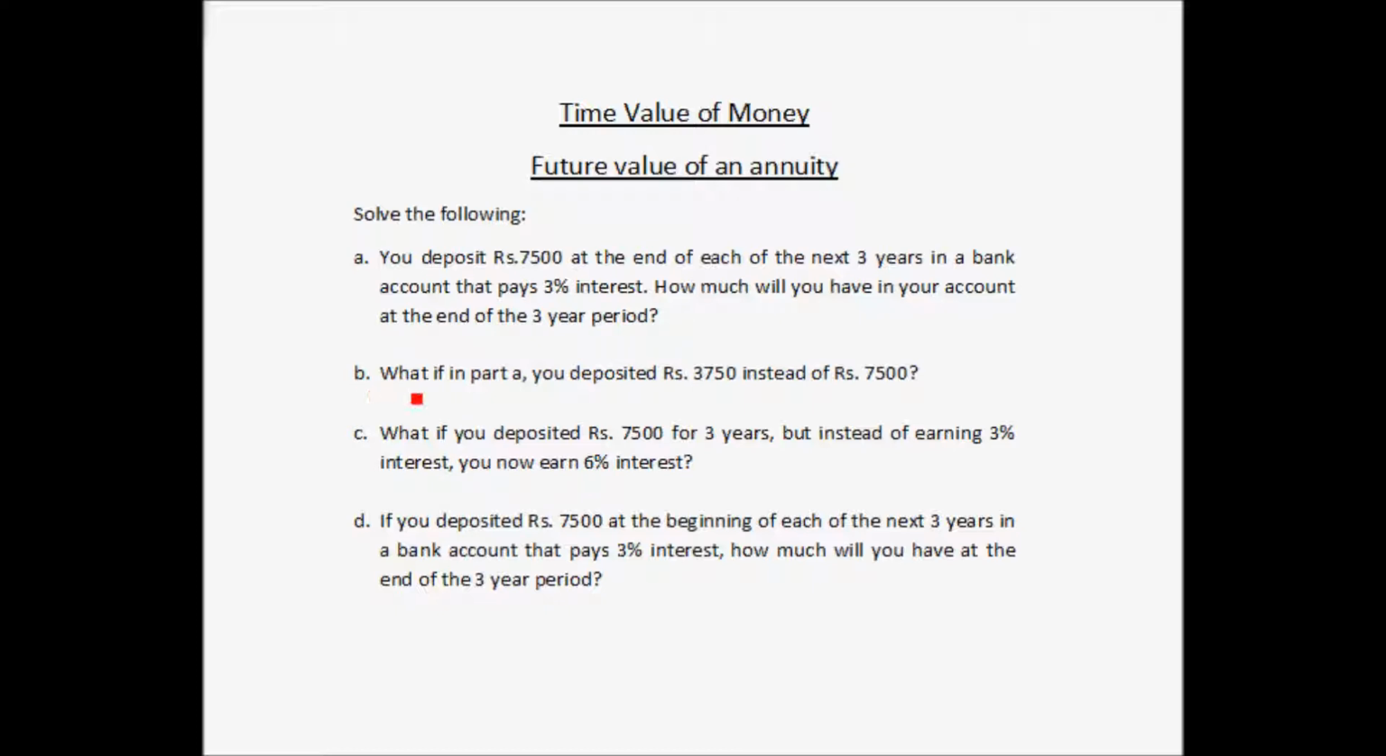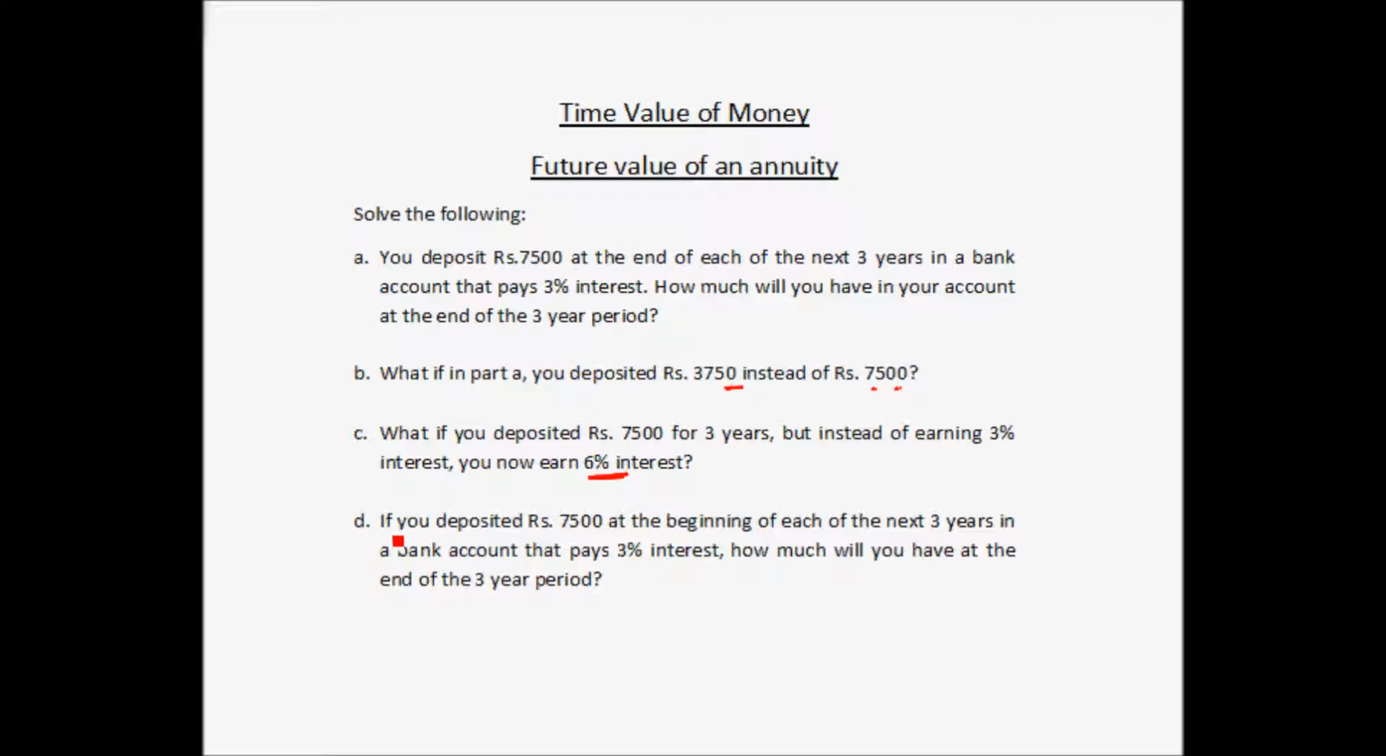Part B says, what if in part A you deposited rupees 3750 instead of rupees 7500? So basically this is half of this. So what happens if we deposit half the money? Part C is, what if you deposited rupees 7500 for 3 years, but instead of earning 3% interest you now earn 6% interest?